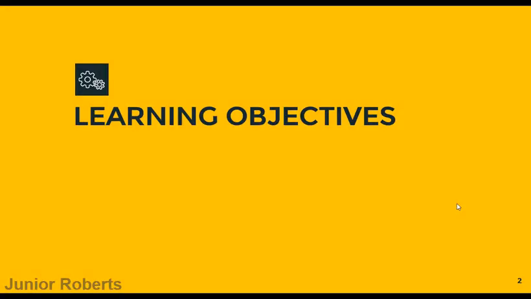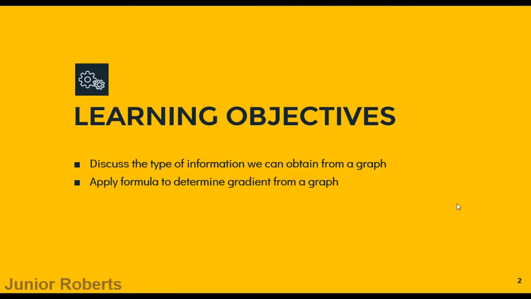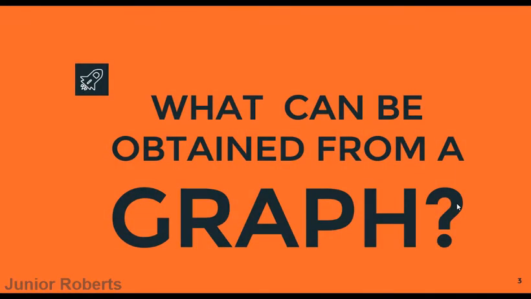So we'll start by looking at our learning objectives. The learning objectives of this video will be to discuss the type of information that we can obtain from a graph, apply a formula to determine the gradient from a graph, and also discuss trends and relationship from a plotted graph. Okay, so let's go right into it.